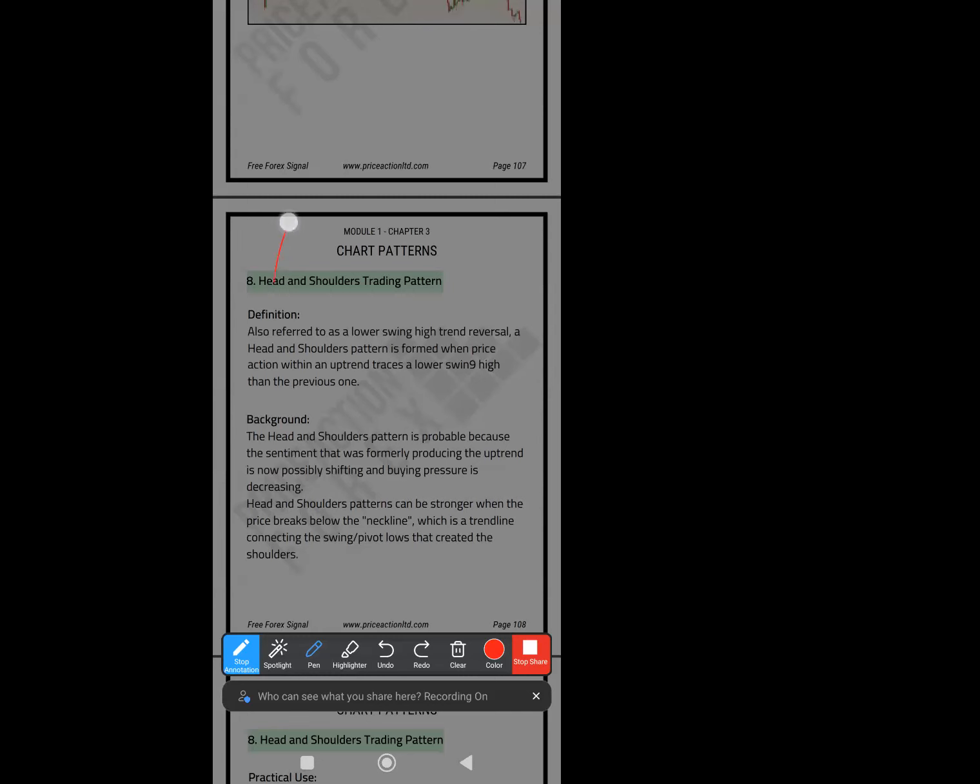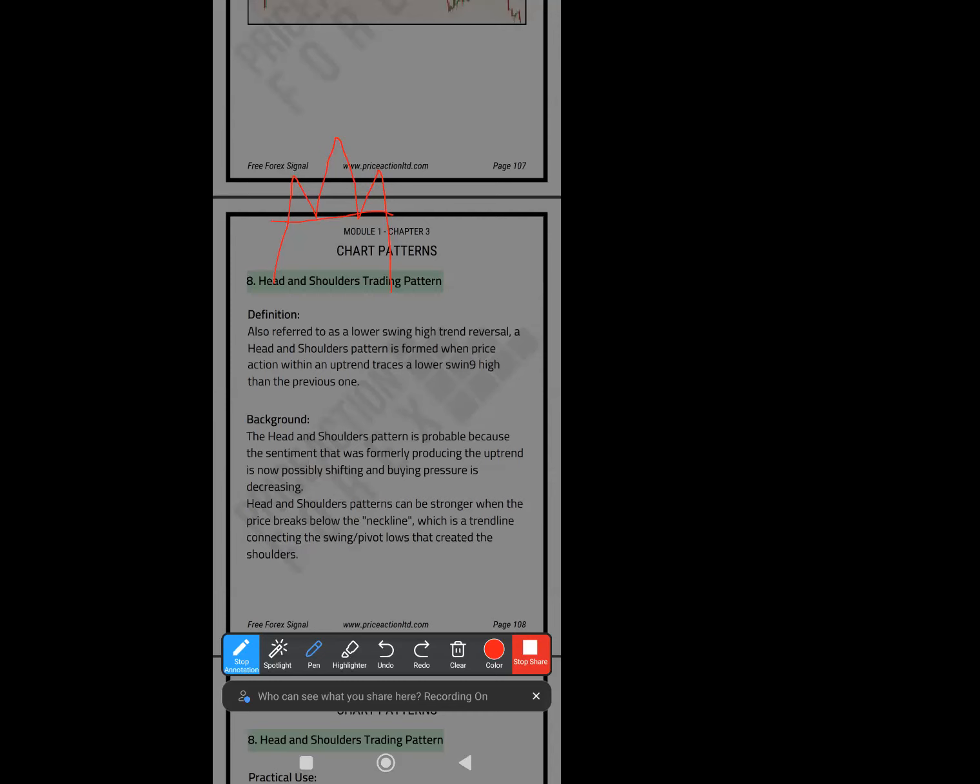The right shoulder, the head, which is above the shoulders, the left shoulder, the right shoulder, and the arms. And this is the neckline. It's like your neck. No, not your neck, let's say your spine. But this is what we call the neckline of the head and shoulder pattern.